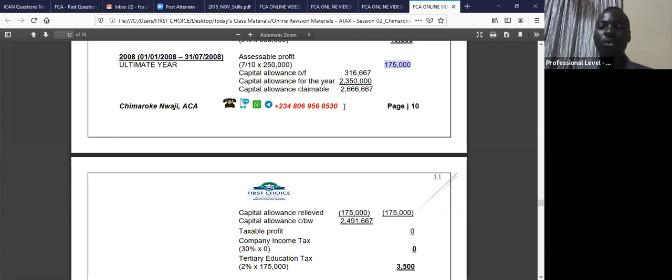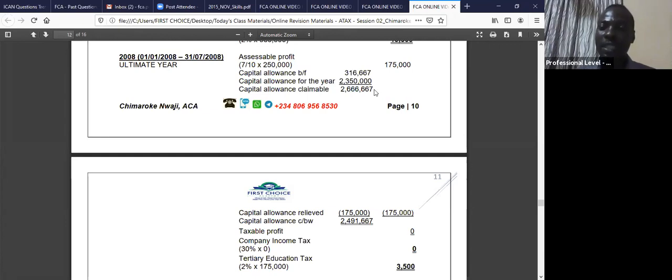So if you have 2,666,667 and you have a profit from where to claim it, take all the profit as your capital allowance. So you claim your capital allowance as much as the profit can carry. Now the essence of this is to repeat your profit as long as this one is bigger than this. But if this one is smaller than this, you put everything, you don't restrict. So balance will be 0. Then there will be no carry back.